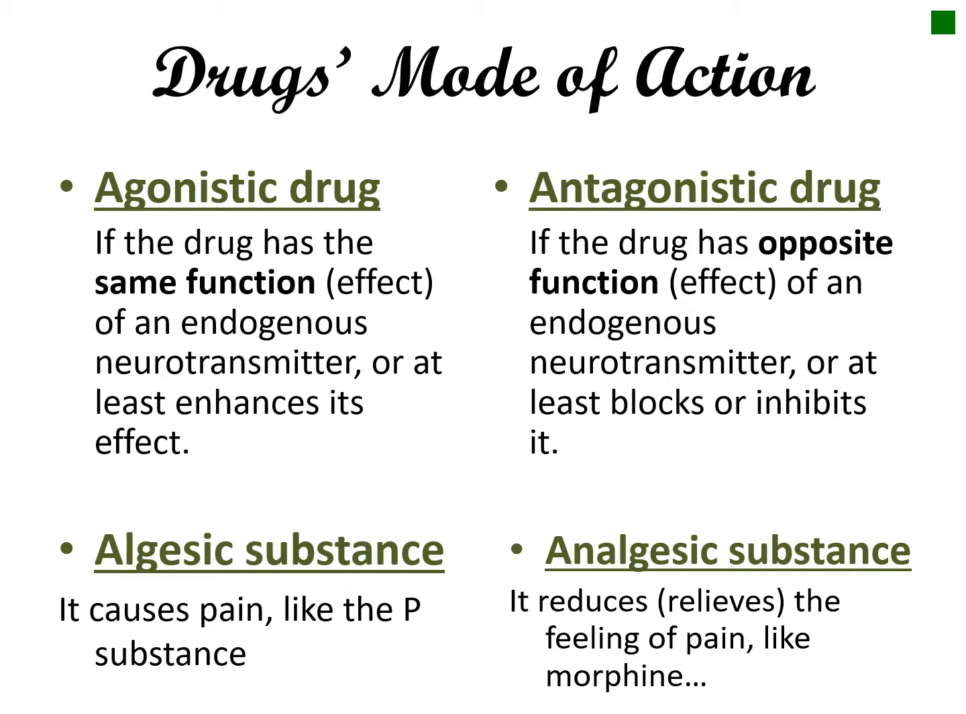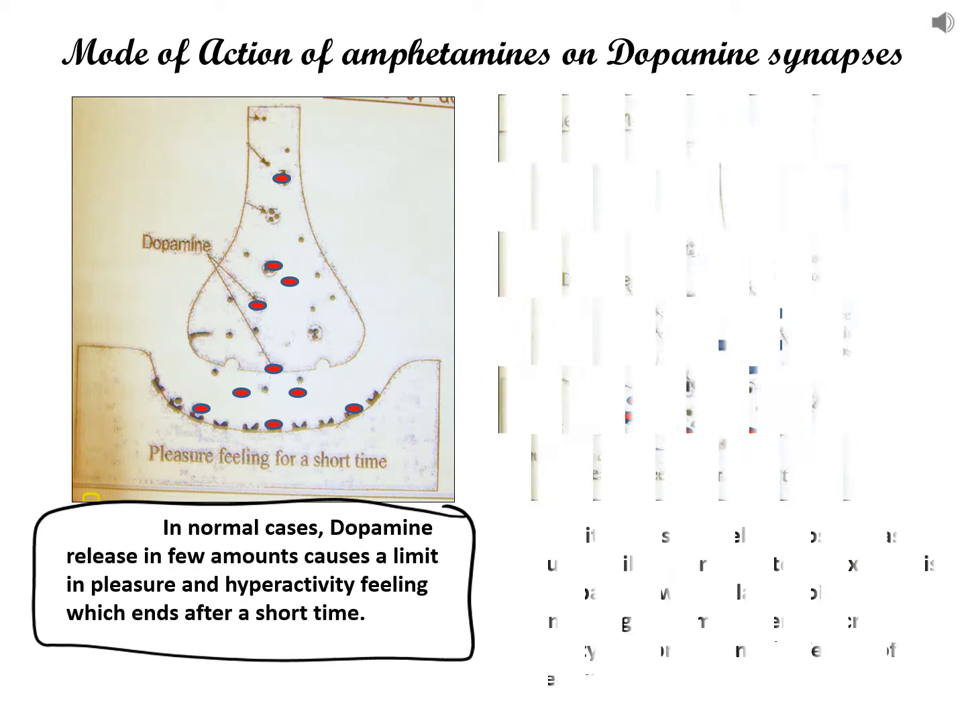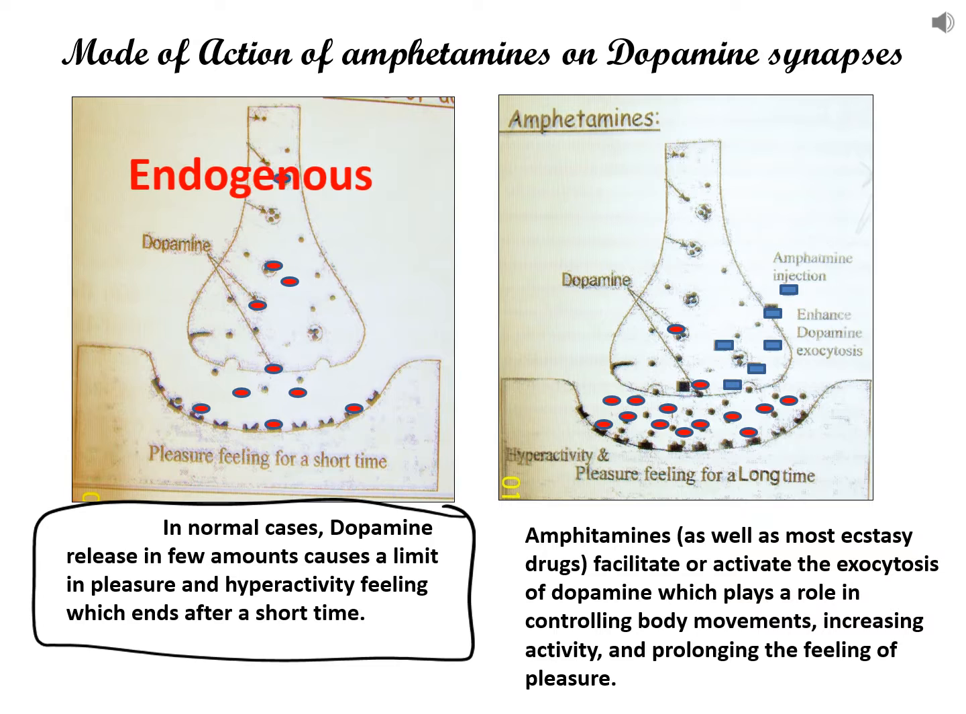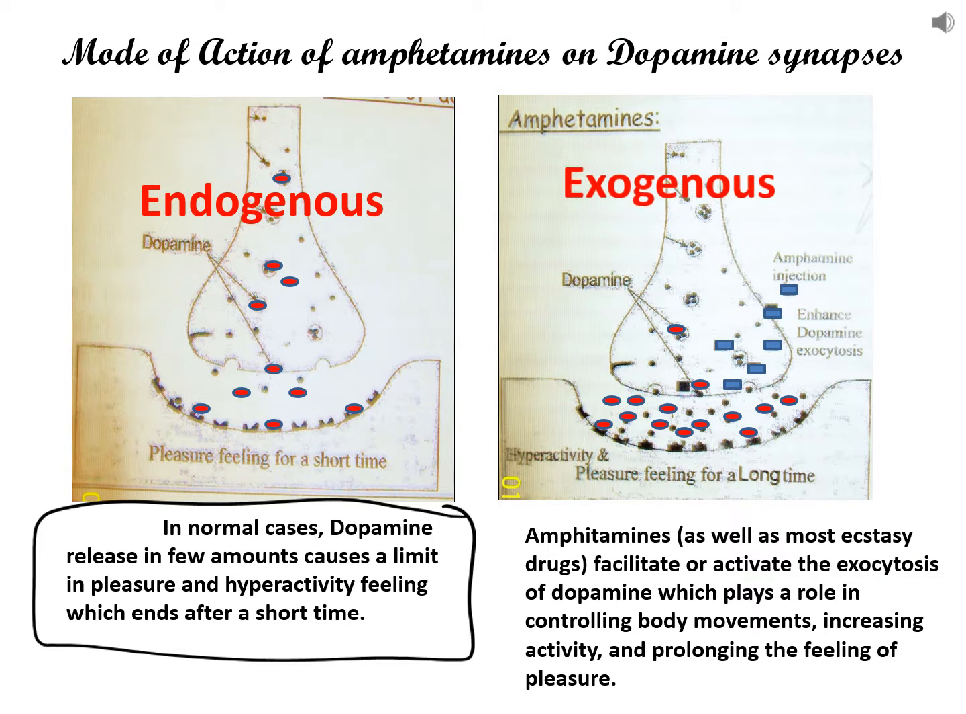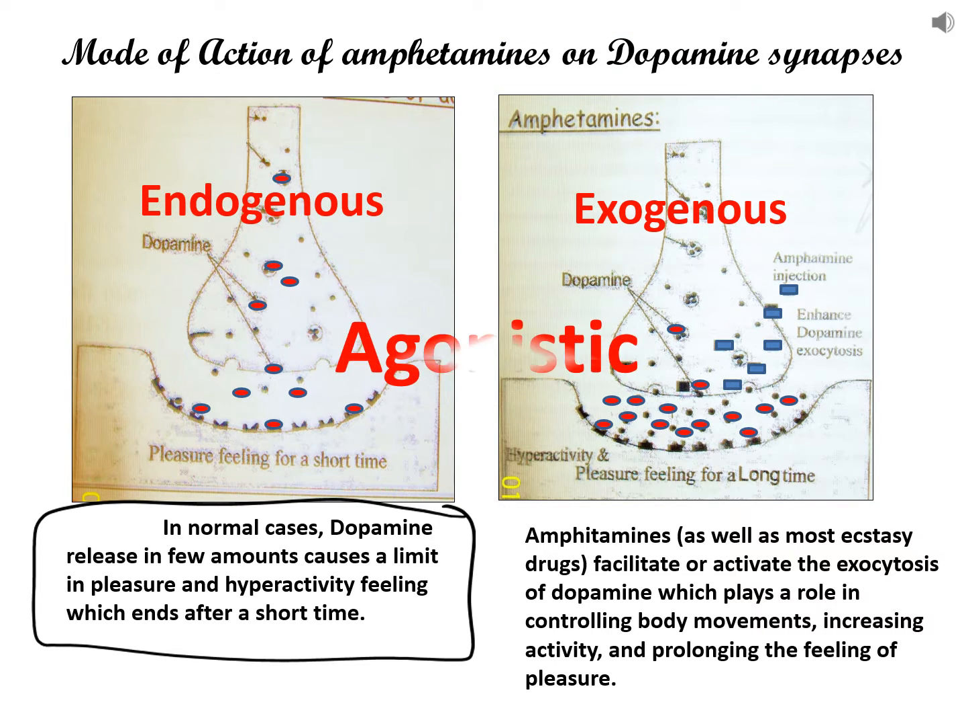Pain-causing and analgesic. Pain-causing substances can cause pain, for example the P substance. Analgesics reduce or relieve pain, like morphine, for example. Mode of action of amphetamines on dopamine synapses.